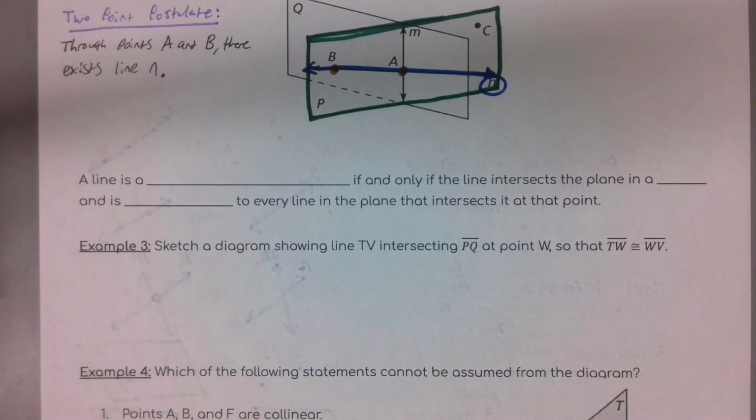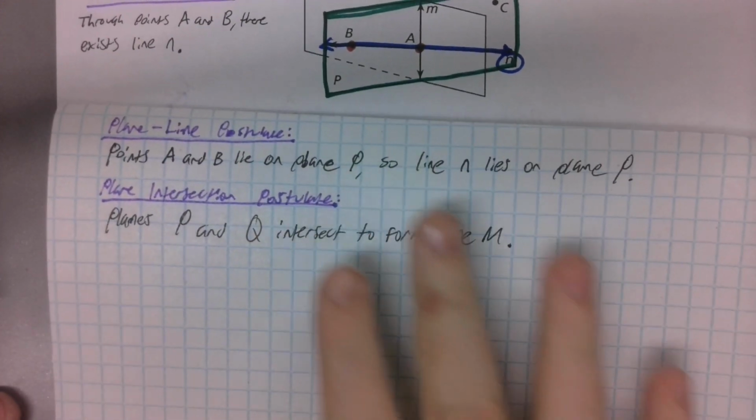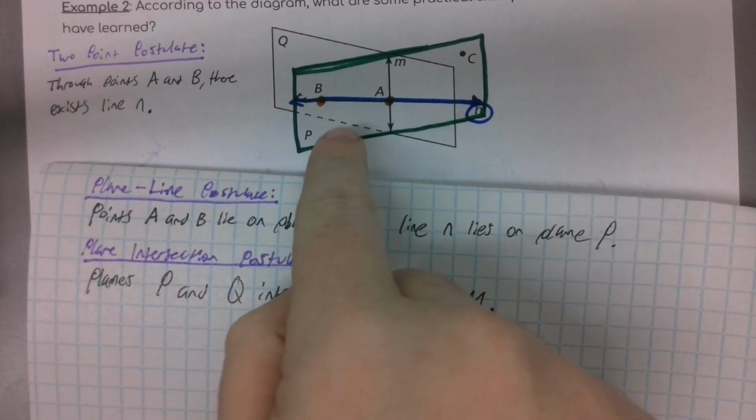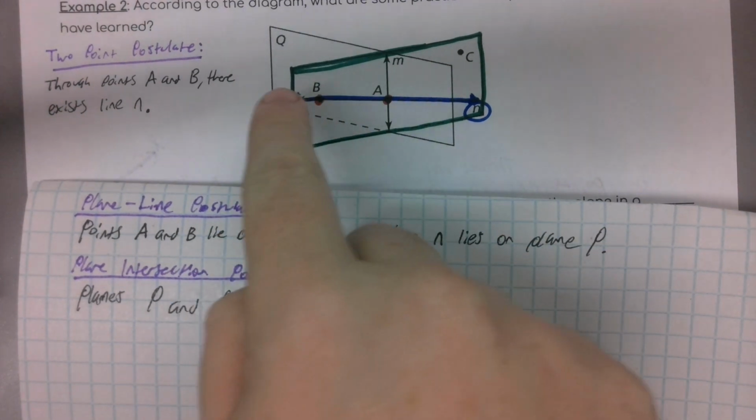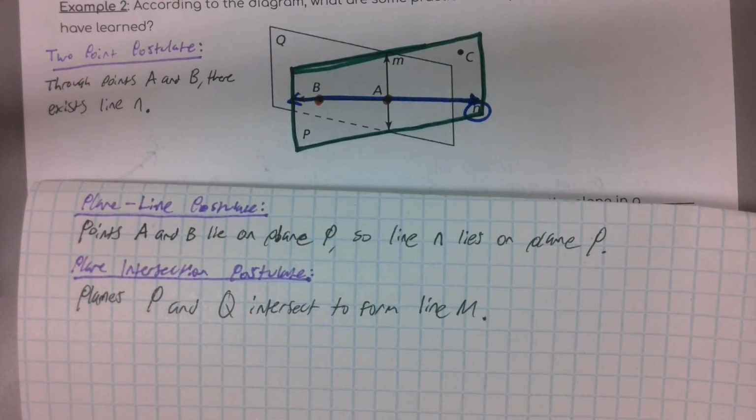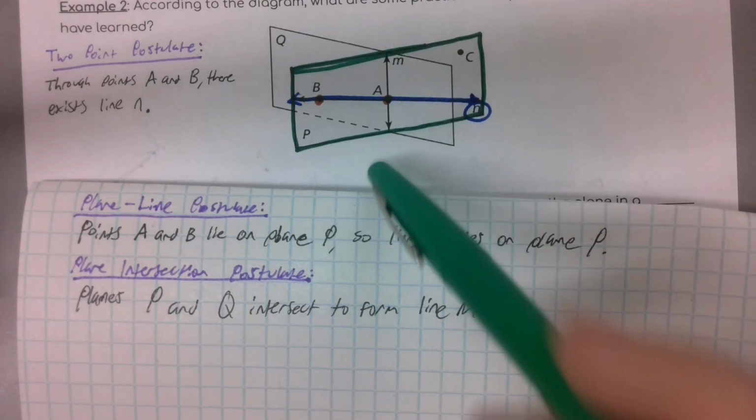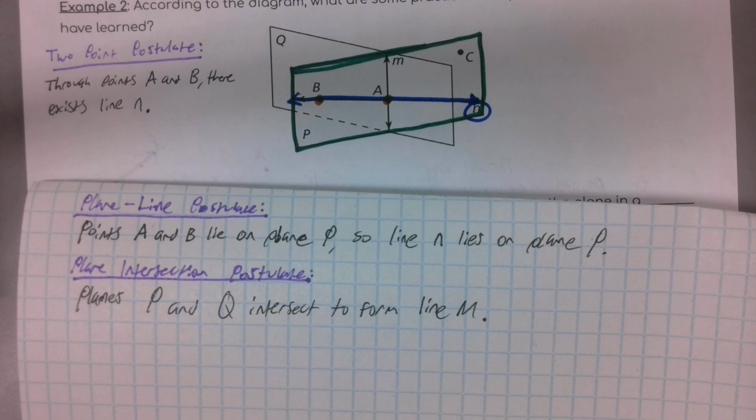The plane line postulate, let me fold my paper so it's easier to see, says that points A and B are on plane P. So line N is also on plane P. That was a tough one. And the plane intersection postulate says planes P and Q intersect to form line M. Line M is the one that goes through both. So, how'd we do?